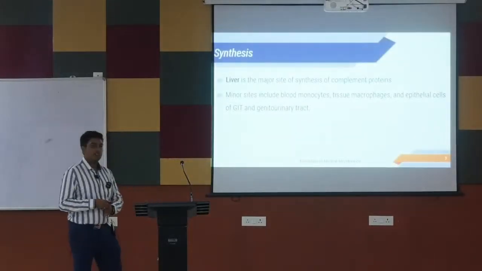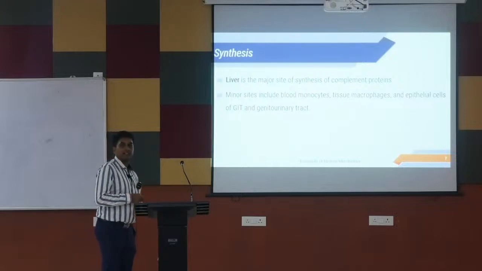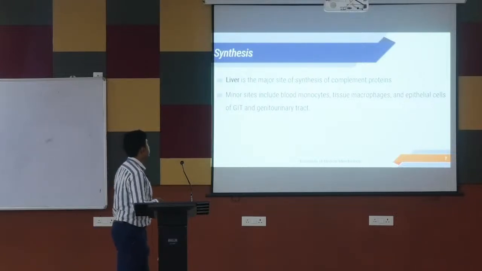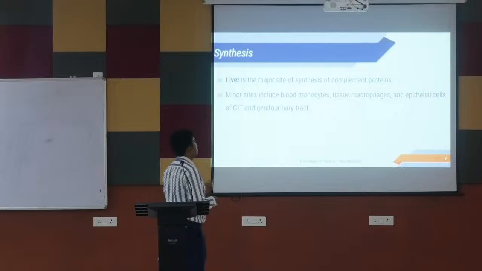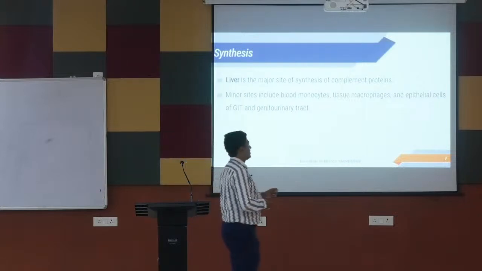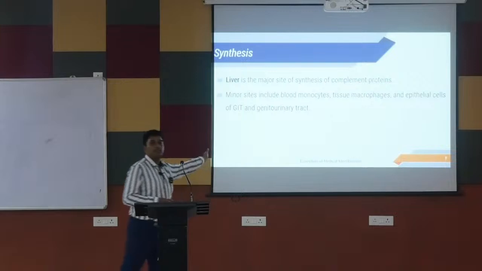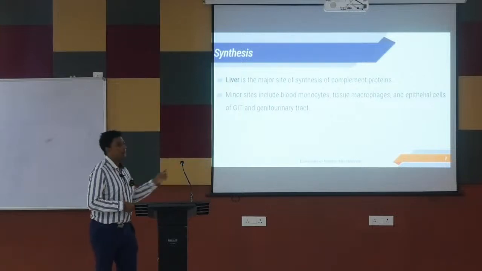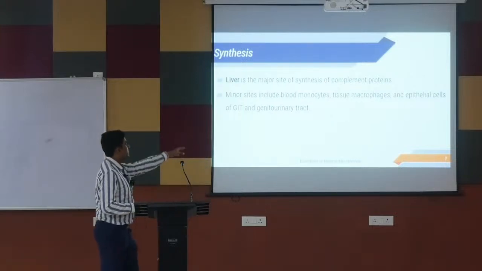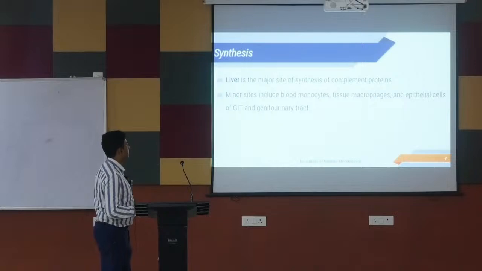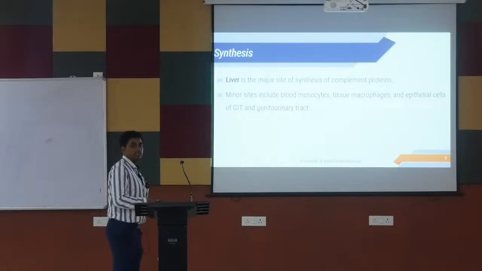এগুলো সব কোথায় তৈরি হয় তমজিৎ? Liver is the major site of synthesis of these complement proteins. The minor sites include blood monocytes, tissue macrophages and epithelial cells of the GIT and the genitourinary tract. তাহলে মেজরিটি কোথায় তৈরি হয়? লিভারে। মাইনর সাইটস গুলো কি কি তমজিৎ? ব্লাড মোনোসাইটস, টিস্যু ম্যাক্রোফেজেস and epithelial cells of GIT and the genitourinary tract.